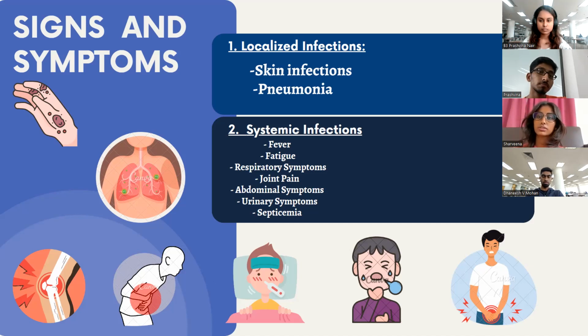Common signs and symptoms of melioidosis include: number 1, localized infections, where skin infections, development of skin ulcers, abscesses or sores at the site of entry, often resembling boils. Number 2 is pneumonia. Symptoms can include fever, cough, chest pain, and difficulty in breathing. Melioidosis-related pneumonia can be severe and life-threatening.